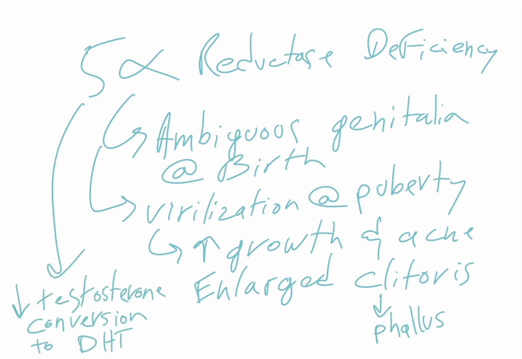This enzyme deficiency impairs the conversion of testosterone to DHT, that's dihydrotestosterone, which is critical for male external genitalia. At puberty, the testosterone surge can partially compensate, causing late onset virilization. Again, not relevant here. So one more time, the summary.